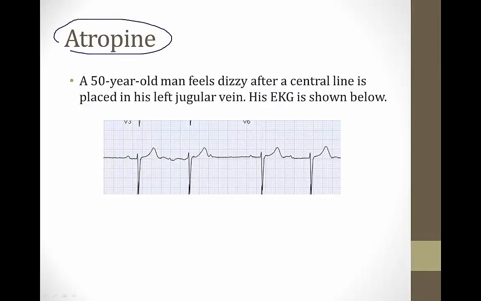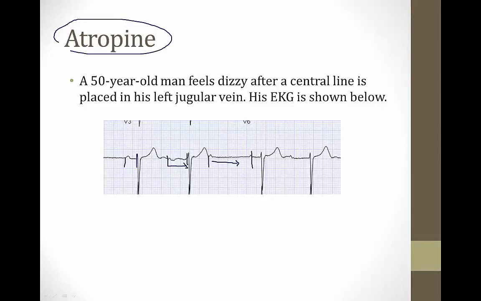So consider the following clinical scenario. A 50-year-old man feels dizzy after a central line is placed in his left jugular vein. His EKG is shown below. So let's look at this EKG. There's a P wave here, and then a PR interval and a QRS right here. Then there's another P wave and a longer PR interval and then a QRS. And then there's a P wave, and there is no QRS until we get another P wave. So he has developed Mobitz type 1 block, or Wenckebach heart block, and that's what's making him dizzy.